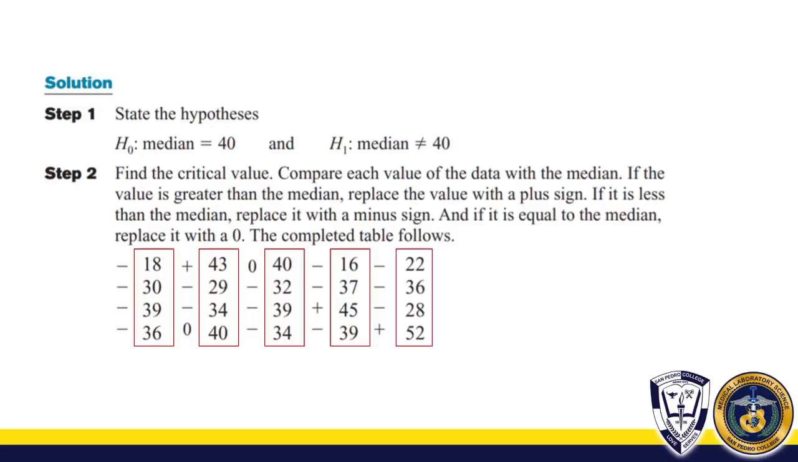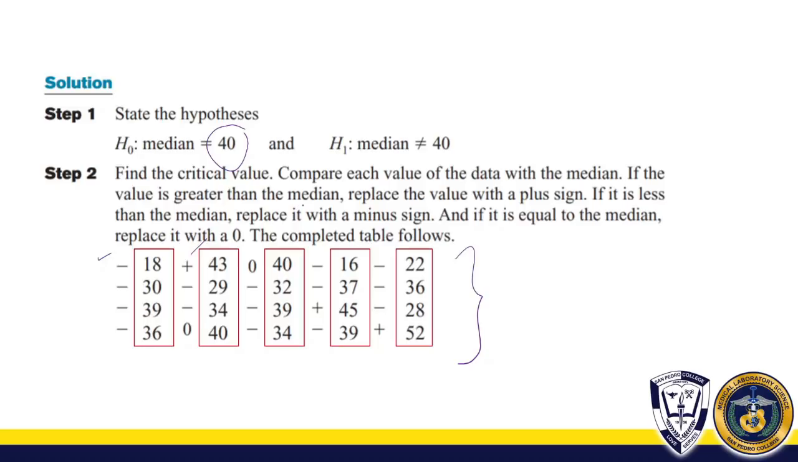This step 2, you will not do. This is just my way of pointing out to you so you can appreciate the positive and negative signs. It is a sign test, after all. So, where are the signs here? Once you already have your data set, compare it with your hypothesized median and place a negative value if it is less than the hypothesized median.